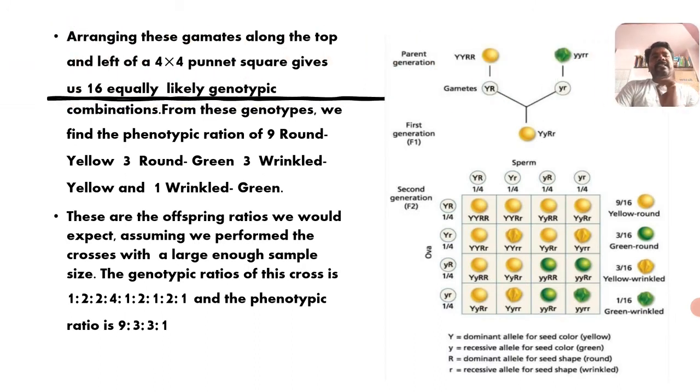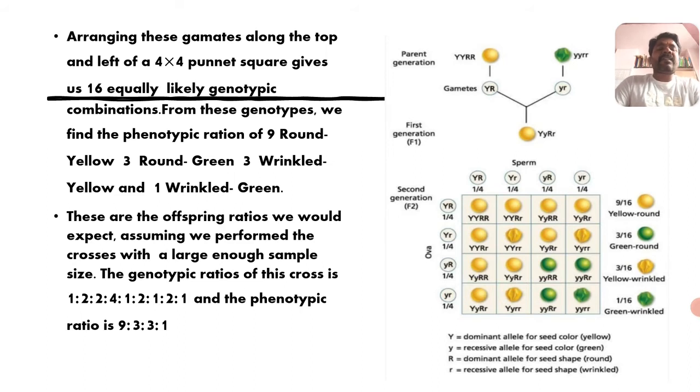The next step: arranging these gametes along the top and left of a 4 by 4 Punnett square. So in the corner, I mentioned that is the 4 by 4 Punnett square here. It gives a total of 16 equally likely genotypic combinations. From these genotypes we find the phenotypic ratio of 9, which refers to the number of phenotypes, or characteristics, obtained from this Punnett square.